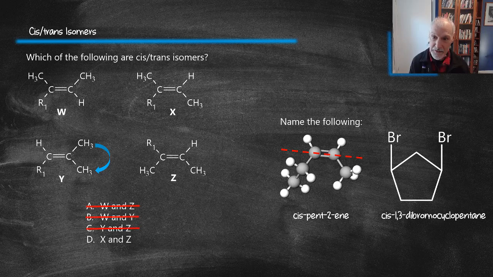And that leaves X and Z. An examination of X indicates the methyl groups are on opposite sides of the carbon-carbon double bond, whereas in the model of Z, the methyl groups lie on the same side, so it would be the cis variation. In our next program, we'll examine another configurational isomer, optical isomers.